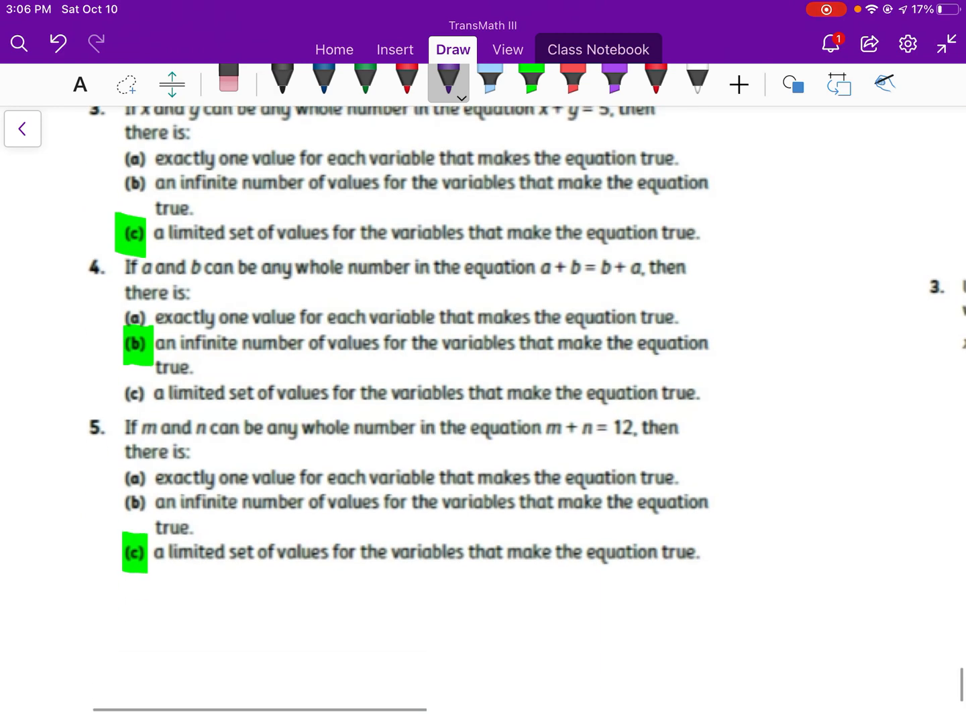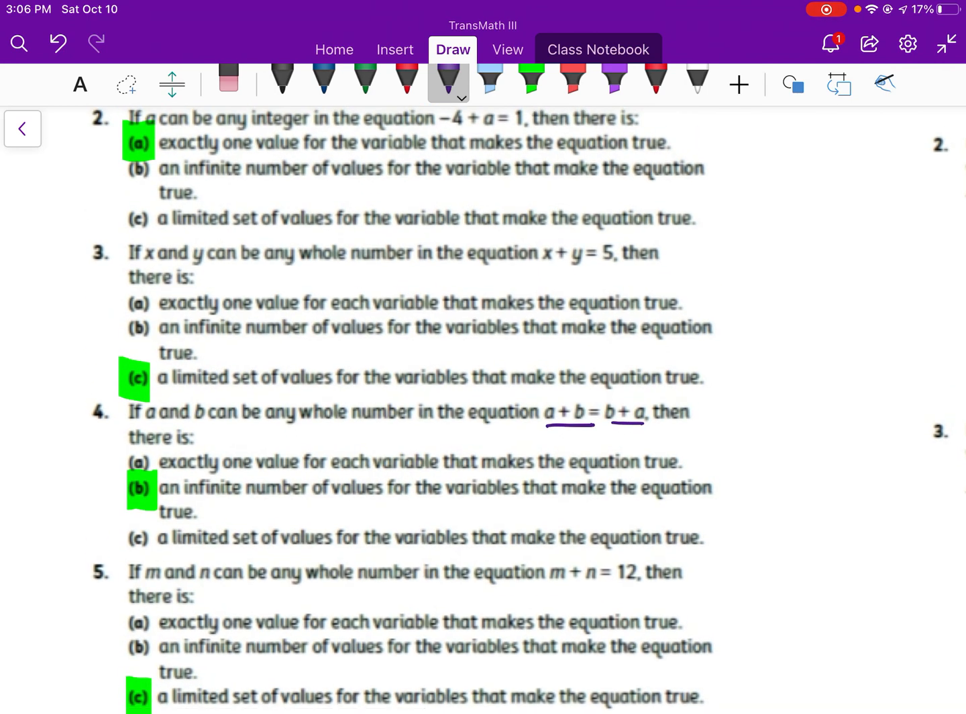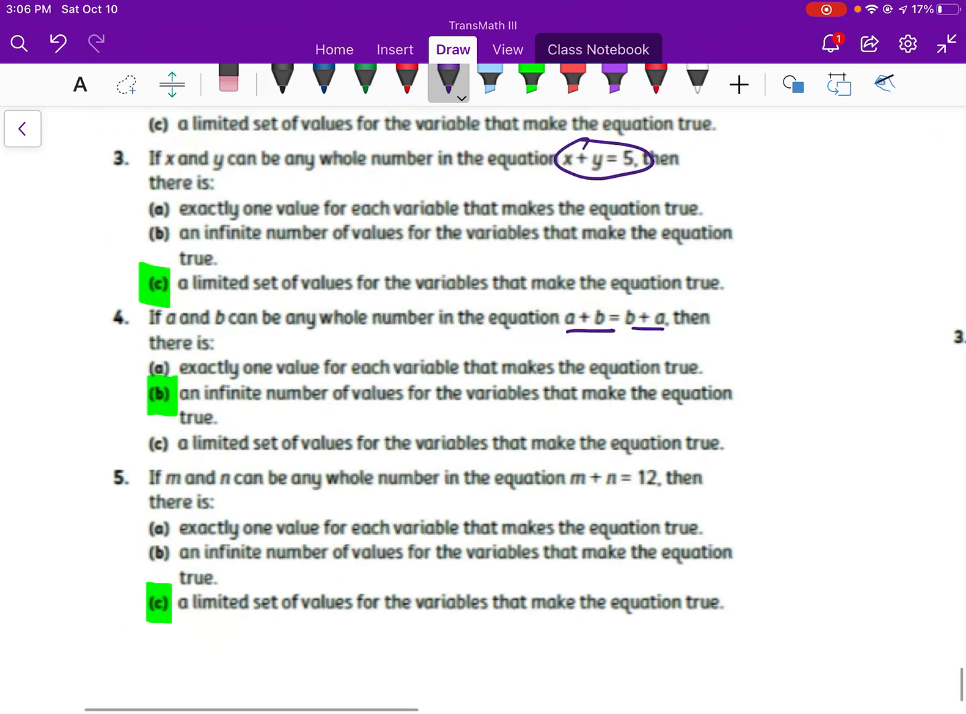Now, if a and b can be any whole number in the equation a plus b equals b plus a, then there is, okay, this one's a little bit different, there's an infinite number of values, okay? Because a plus b equals b plus a, so no matter what values we use, it will equal each other as long as a is a and b is b. Now, the difference between that one and the one up here is that we have it set equal to a specific value, okay? So that is why that one is a limited set.